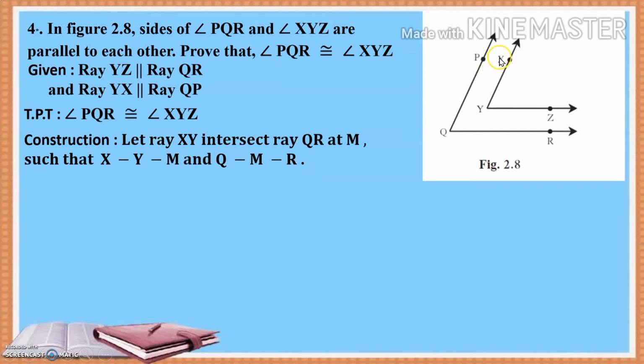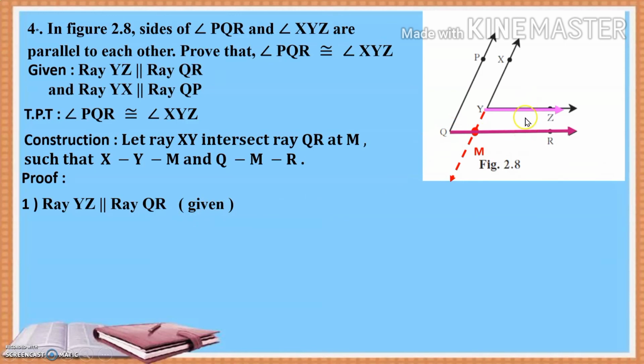Let ray XY means a ray in the downward direction. So let's have the ray XY which will intersect ray QR at M. So let's write the proof now. To start with the proof, we start with whatever is given. There are two statements given, so we start with the first one, that is ray YZ parallel to ray QR, given.